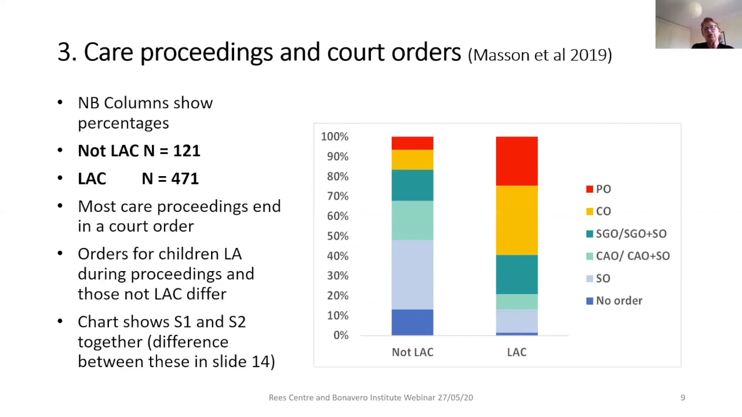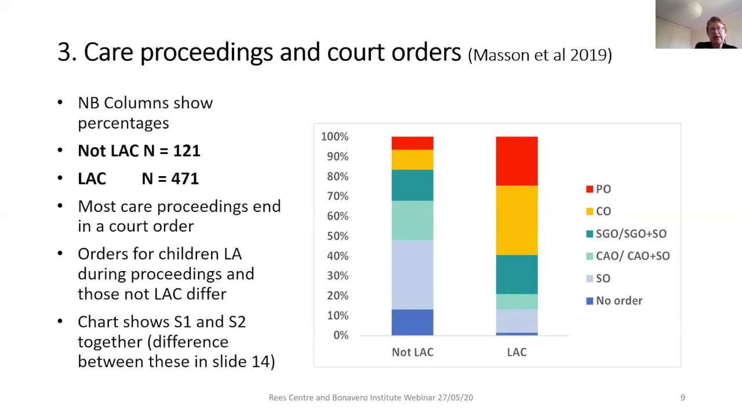So I'd like to move on now to look at the orders made in the proceedings. And what I've done here is to separate out children who are looked after, so the children in the blue and orange group from the previous slide, and children who are not looked after, in other words, the grey children. And I've put both my samples together so that I've got as big a sample as I can have out of my data.